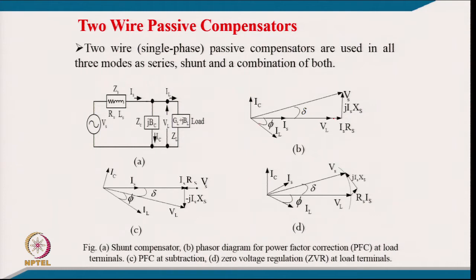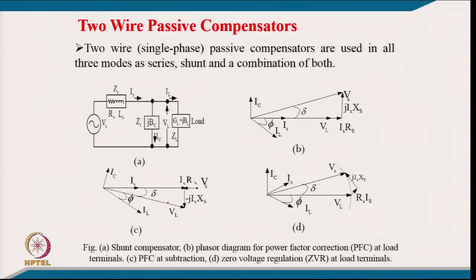Here the supply current is in phase with the load voltage; here the supply current is in phase with the supply voltage. It means you are correcting the power factor here, and you will require a little higher value of the compensator. So, the power factor correction is not there at the load; it means virtually you have to compensate even the series impedance of the load also. That is the meaning of this, and this is the phasor corresponding to that.